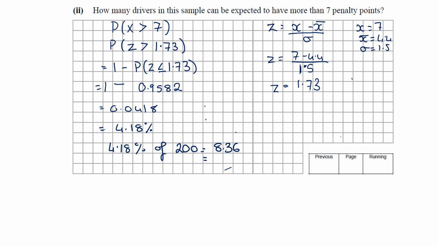However, I need to round up when I do this. If I don't round up, I won't have hit more than 7 penalty points. I would just be below it. So just be really careful with your rounding, especially in statistics, because we often find we have to round up regardless.